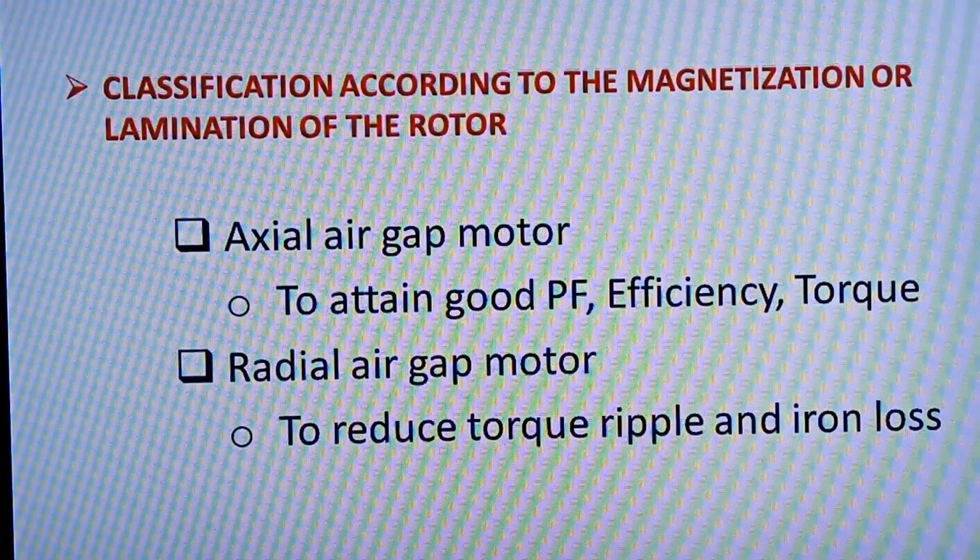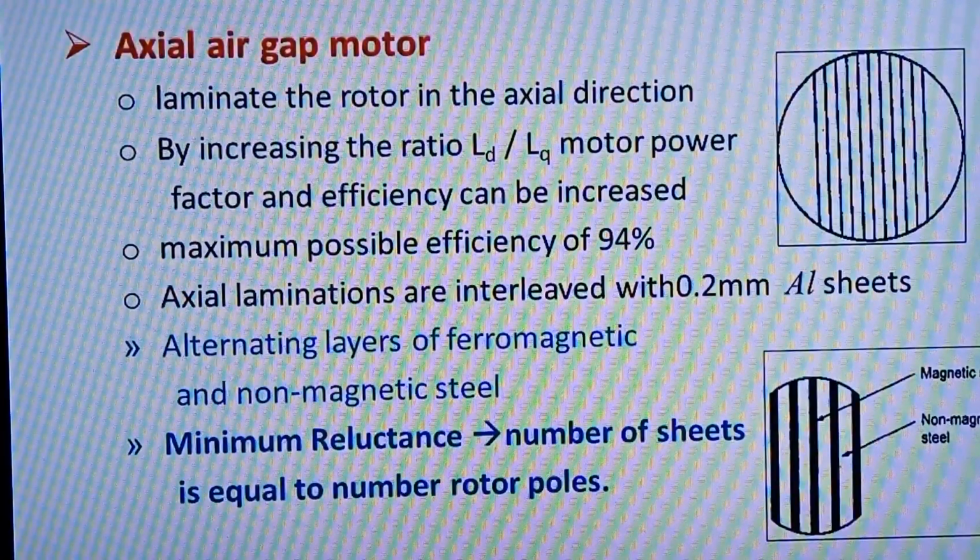Then classification according to the magnetization or lamination of the rotor. There are two types, such as axial air gap motor and radial air gap motor. When we want more power factor, good efficiency and good torque application, we can prefer the axial air gap motor. Then the second one, radial air gap motor. By using this radial air gap motor, we can reduce the torque ripple and iron losses. First one, axial air gap motor.